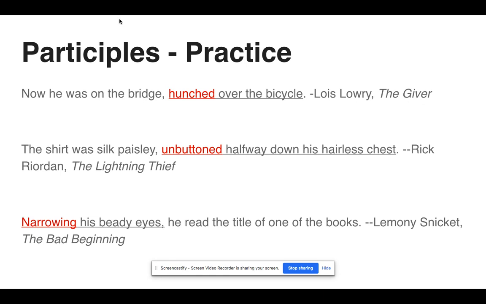And in the last sentence, "Narrowing his beady eyes, he read the title of one of the books." The first clause of the sentence, narrowing his beady eyes, is the participle phrase. The word narrowing is the participle. It ends in ing. Again, it looks kind of like it could be a verb, but it's being used as an adjective to describe he.